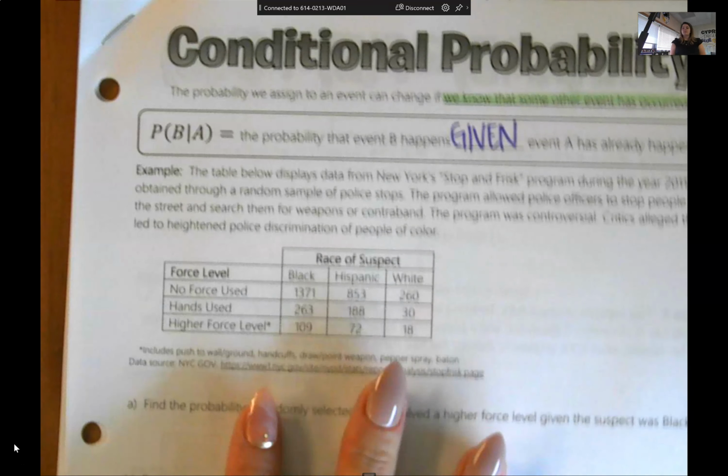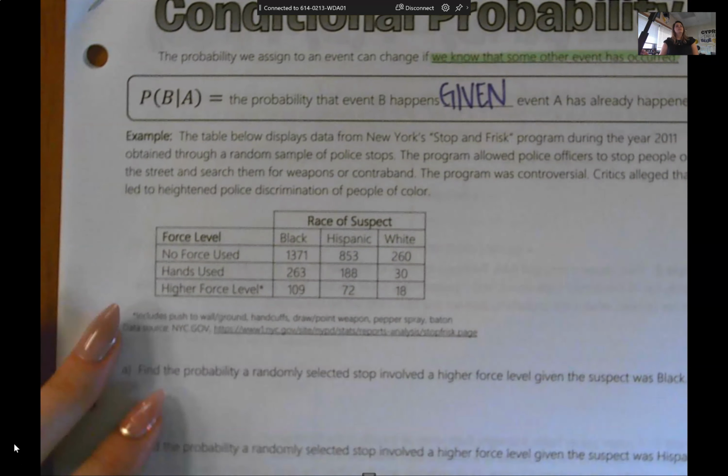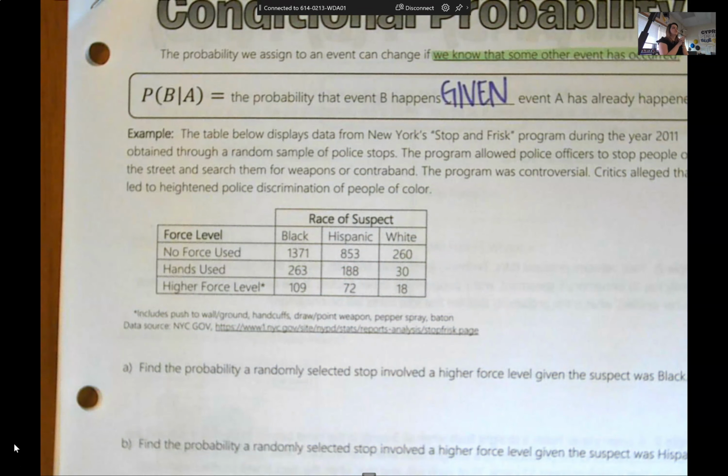So we're going to explore this with a table on, not traffic stops, but stop and frisk stops. The table below displays data from New York City's stop and frisk program during the year 2011, obtained through a random sample of police stops. The program allowed police officers to stop people on the street and search them for weapons or contraband. The program was controversial because critics alleged that it led to a heightened police discrimination of people of color.